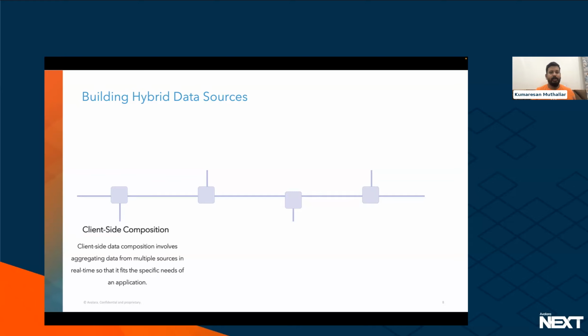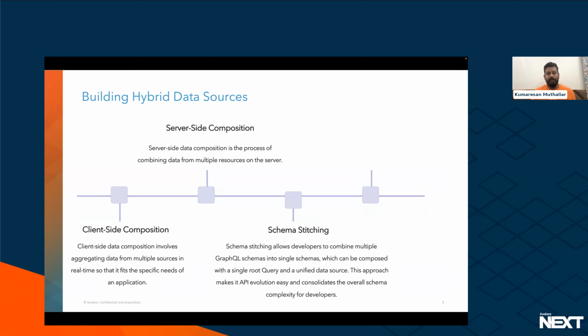The first way is doing a client-side composition. What does client-side composition mean in the context of GraphQL? The client can gather data from different or multiple sources at a time before showing it to the user. Then there is server-side composition. The server can do this composition at the server level itself, meaning at the server level I query multiple sources, I get that data, I create the response in the format that is expected, and I send it to the client. And the third one is schema stitching.